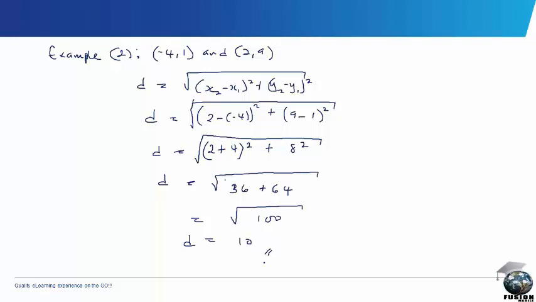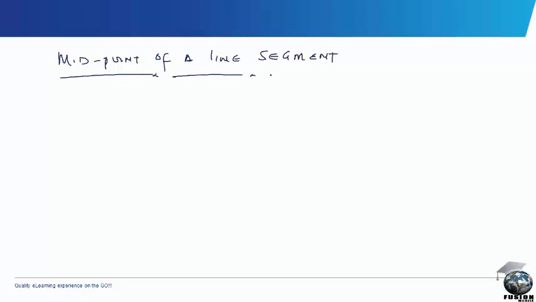Alright, the next thing we'll talk about is the midpoint of a line segment. Midpoint of a line segment. And so just like we did the first time, we use diagrams here to make explanations.